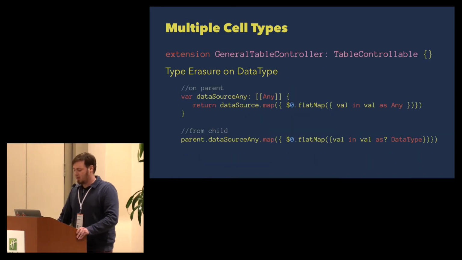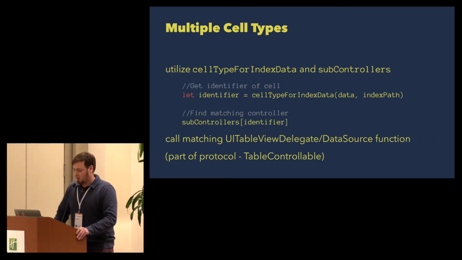And so the dataSourceAny, like I said, was just a way to type erase so we wouldn't have to worry about different types on the data source. So we can just erase it like this. But then on the child, since the child, like I said before, was a duplicate of the parent, we know that the data type will be the same because only the cell type is different. So we can just cast it back to the same type of the child. And then it's just a simple matter of getting the identifier from cell type for index data and passing the identifier in the subController dictionary to get the child controller. And then we can call any matching UITableViewDelegate or DataSource function on it, because if you recall, the TableControllable protocol conforms to both of those.